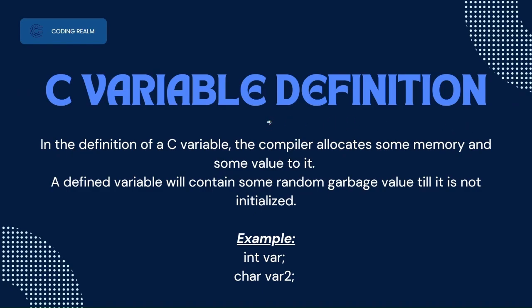Now the C variable definition. In the definition of a C variable, the compiler allocates some memory and some value to it. A defined variable will contain some random garbage value until it is initialized. We have an example. Integer var. The integer is the data type. Var is the variable name. Another example, char var2. Char is a data type and var2 is a variable name.